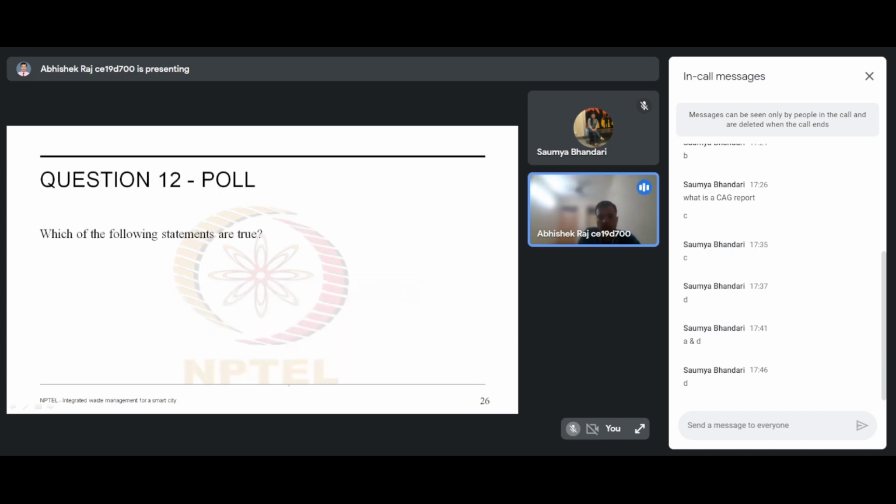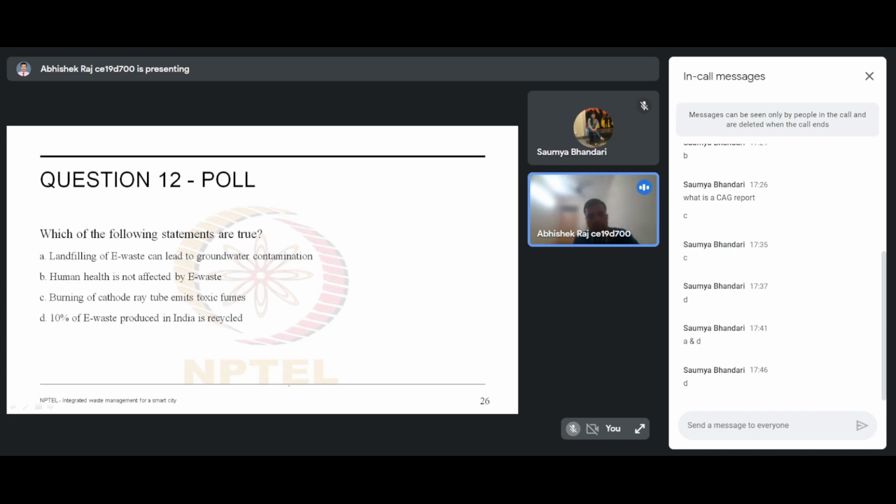So question number 12. This is the poll. Which of the following statements are true? Landfilling of e-waste can lead to groundwater contamination. Human health is not affected by e-waste. Burning of cathode ray tube emits toxic fumes, and 10% of e-waste produced in India is recycled. Can we have quickly some responses for this in the chat? Okay, so A and C. I'll wait for one more minute if anyone else wants to respond. Okay, so I think we have only one person here now.